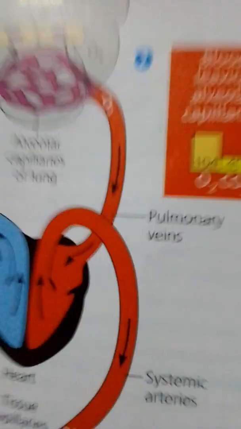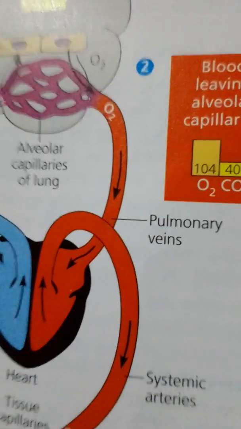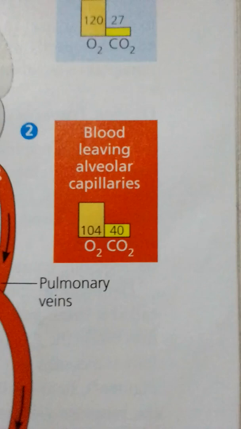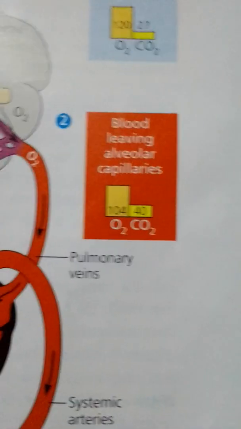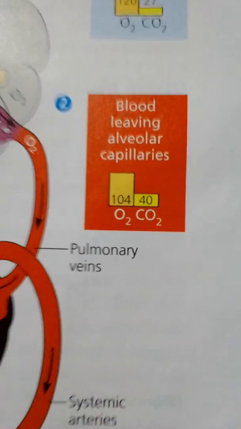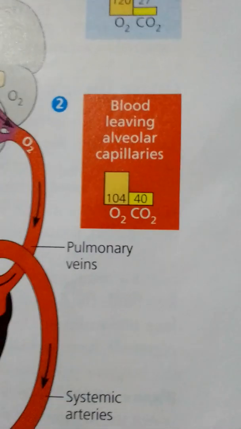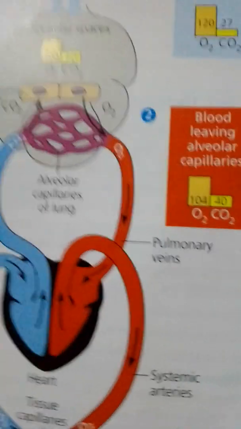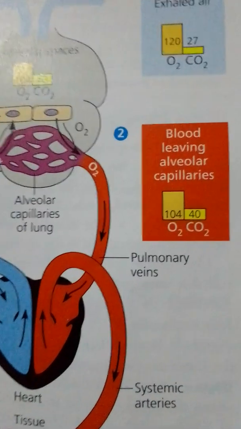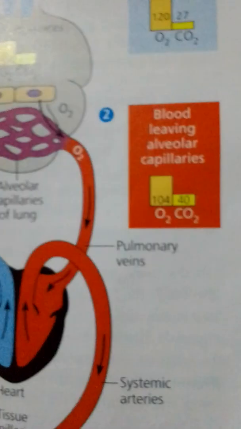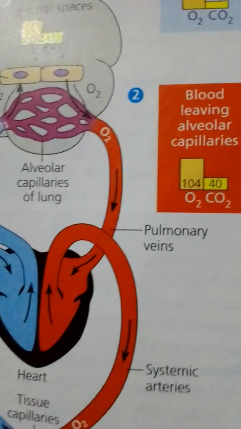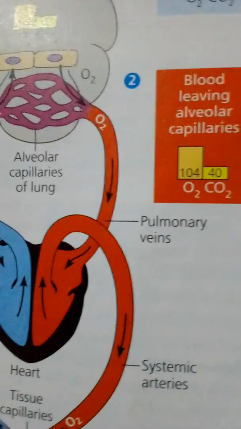A gas always diffuses from a region of higher partial pressure to a region of lower partial pressure. Blood arriving at the lungs via the pulmonary arteries has a lower PO2 and a higher PCO2 than the air in the alveoli. Notice that the air in the alveoli has a lower PO2 and a higher PCO2 than air at sea level, since it isn't completely replaced with fresh air during breathing.